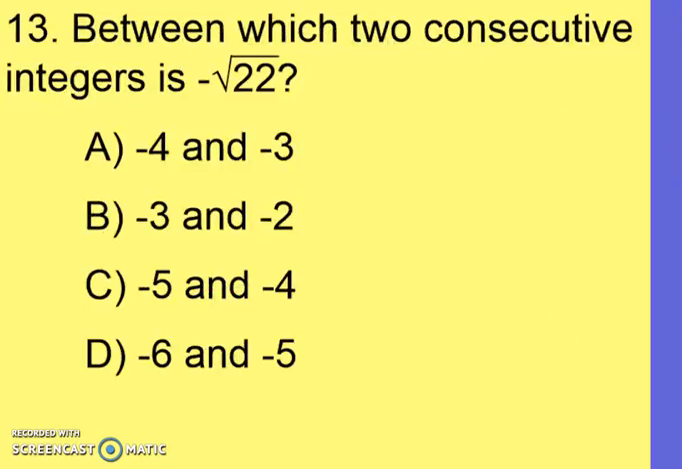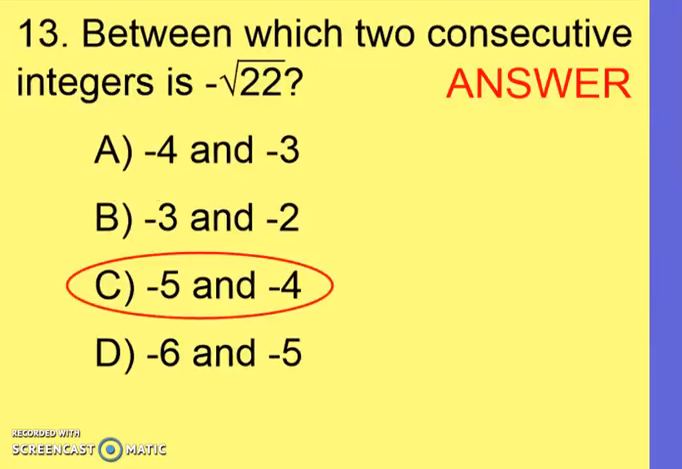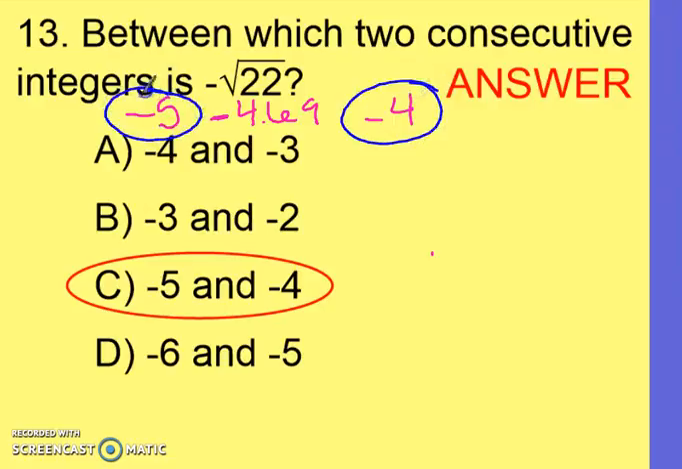Number 13. And there's the answer. So the square root of 22 is 4.69. Bring down that negative. -4.69 is in between -4 and -5. Don't be weirded out that in the negative we go the opposite way, right? So -5 and -4. If you need to draw a number line, like to each their own.